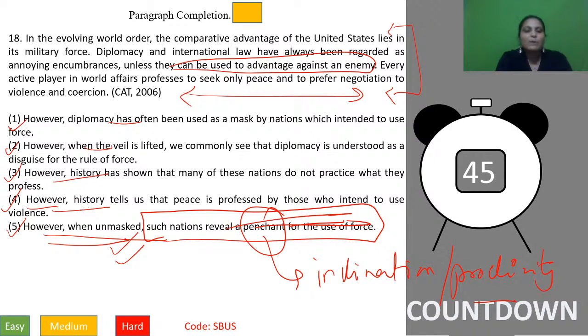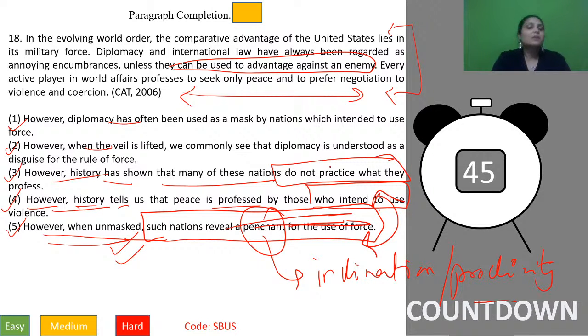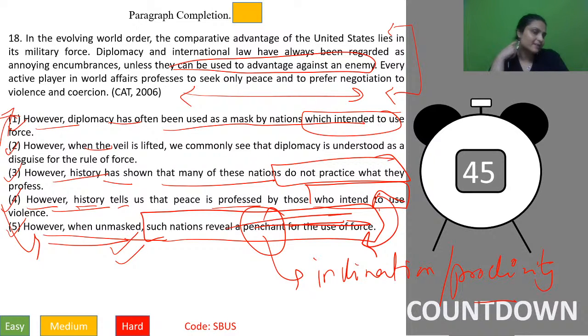Option number 4. However, history tells us that peace is professed by those who intend to use violence. Now, similar thing. You are giving a conclusion based on your own experiences. They want to use violence. ऐसा तो यहाँ पे कहीं लिखा ही नहीं है. History has shown that many of these nations do not practice what they preach. ये भी कहीं नहीं लिखा है. Democracy has often been used as a mask by nations which intend to use force, which is same as option number 5. If 1 and 5 were the answers, then you could have used anybody of them. So that actually disqualifies them from being an answer, because it is essentially the same thing which has been written.